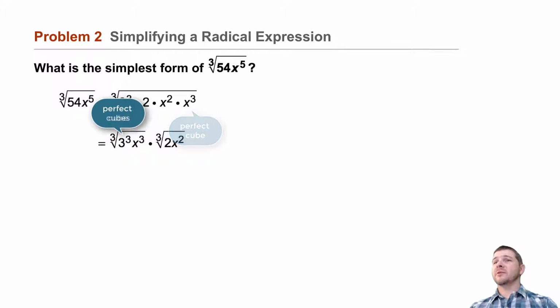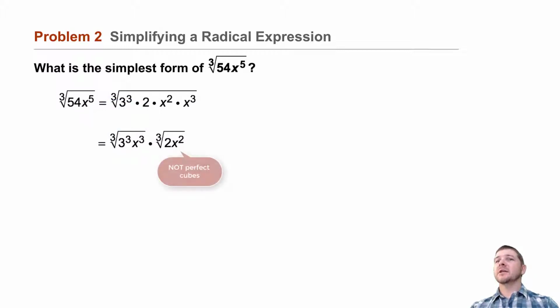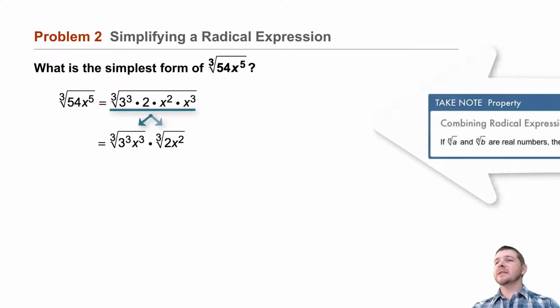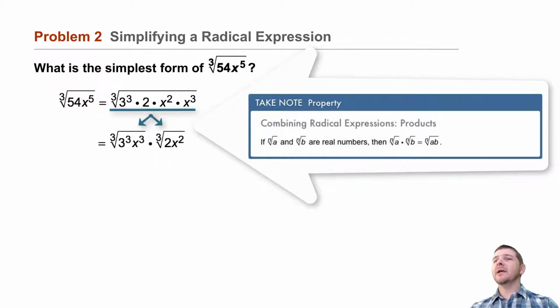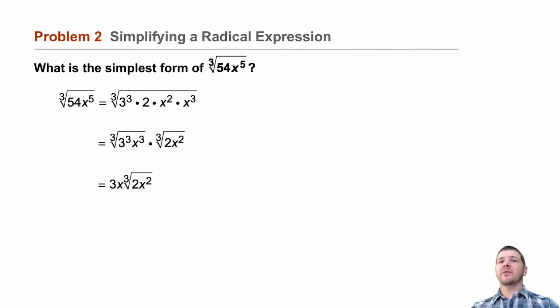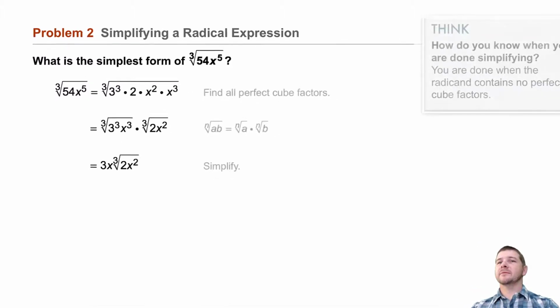Then we group those perfect cube factors, and it becomes the cube root of 3 cubed times x cubed times the cube root of the leftover factors, 2x squared. Recall we can do this by the property that states the nth root of a times b equals the nth root of a times the nth root of b. Simplifying, we find 3x times the cube root of 2x squared.